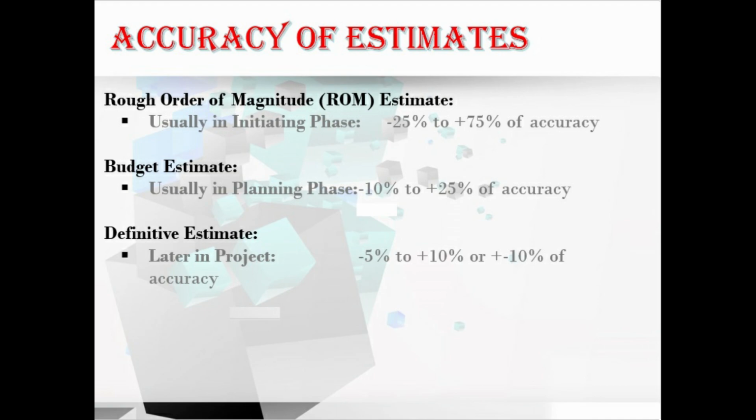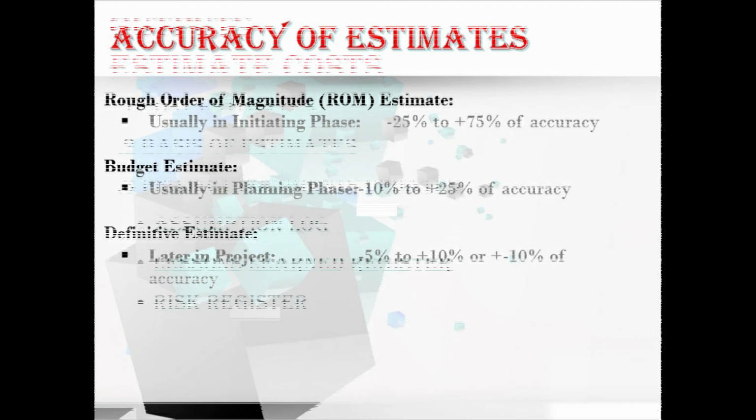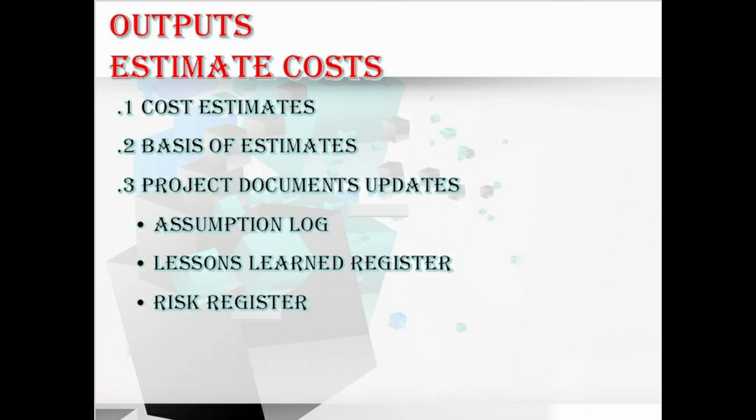Let's move to the next output, project document updates, which consist of the assumption log, lessons learned register and the risk register. In the assumption log, during the cost estimates process, all the new assumptions, including any new constraints, may be identified, or existing assumptions or constraints may be updated or changed.